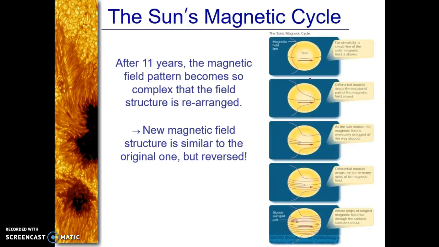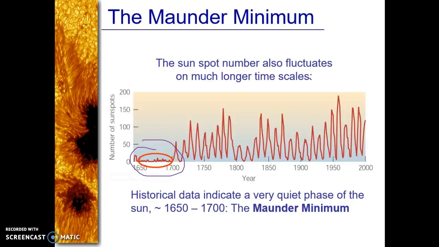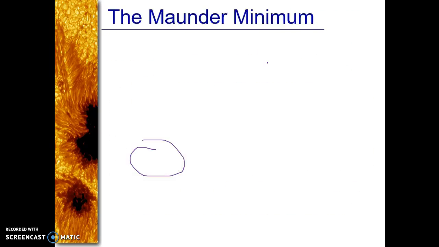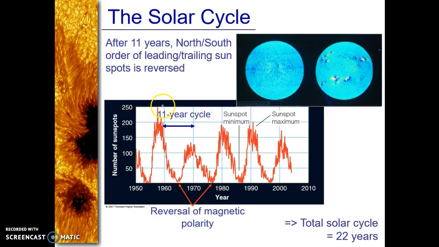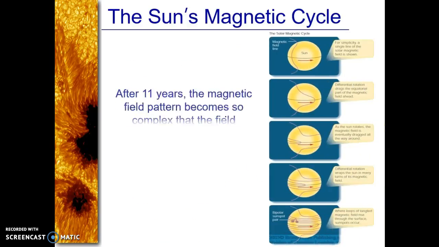After 11 years, the magnetic field pattern becomes so complex that the field structure is rearranged, which is what I was talking about earlier, and a new magnetic field structure, which is similar to the original one, but it's actually reversed. And that's why here we see that it's a total of 22 years, because it goes through the first 11 years, but then it's going through the second 11 years, which is actually a reversal of the first. Okay? So it's a total of 22 years.